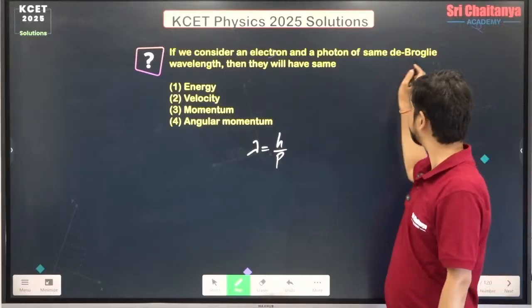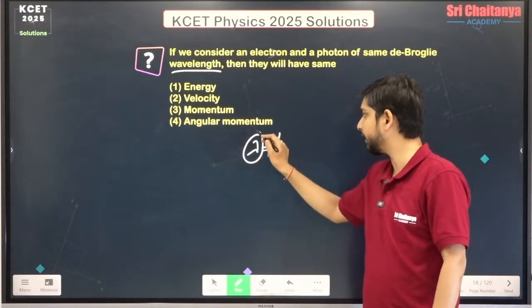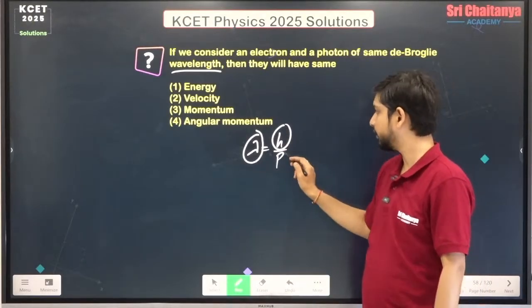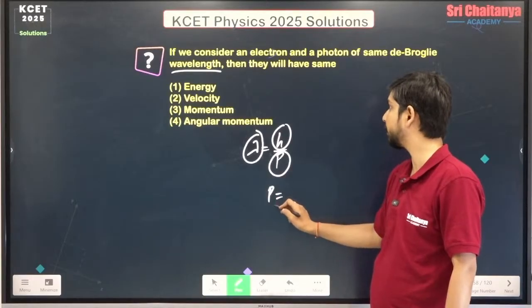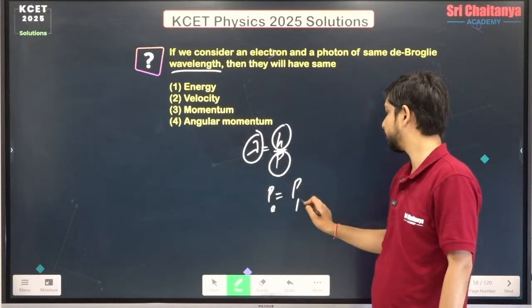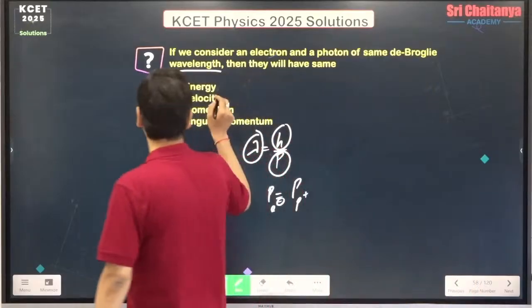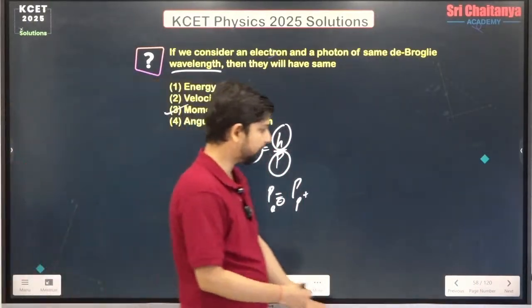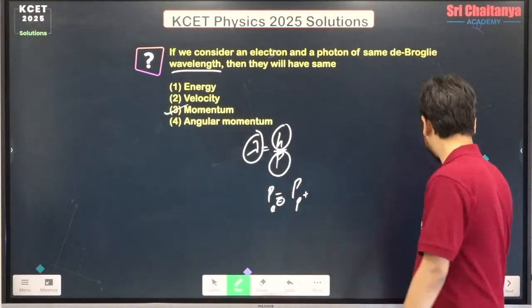As it is given that they have the same wavelength, lambda is the same, and h is the same for everyone because it is a universal constant. So p should be the same. The momentum will be the same for the electron as well as the photon. So the correct option is going to be 3. It should be solved within 15 seconds because there is nothing to be solved in this case.